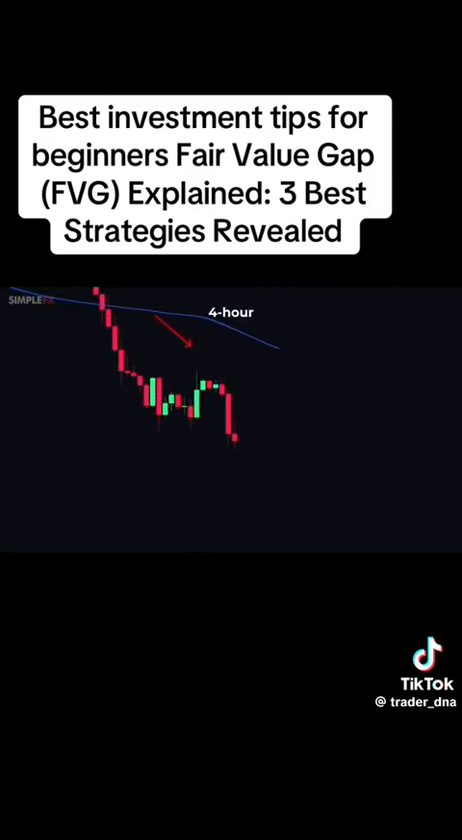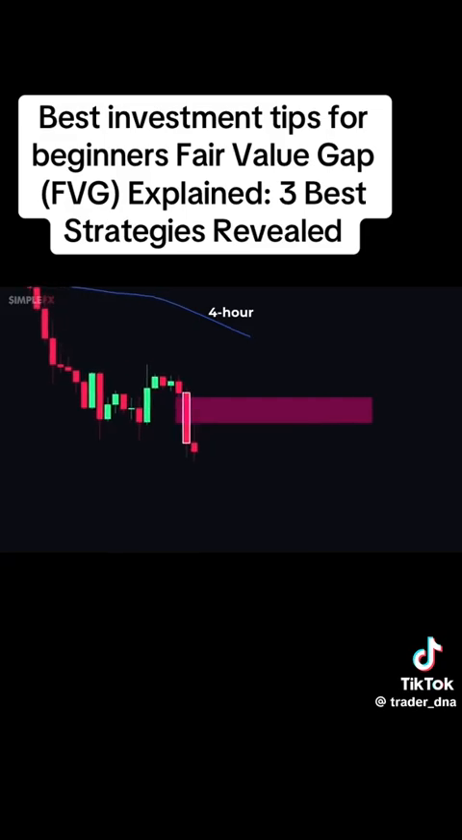In this example, the trend is bearish, so we'll look for bearish fair value gaps. We find one right here, a large red candle with a gap between 2 smaller candles. Since the price hasn't retested it yet, it's still unmitigated, making it a potential setup. Next, we wait for the price to retrace to the fair value gap. Once it does, we prepare for entry.